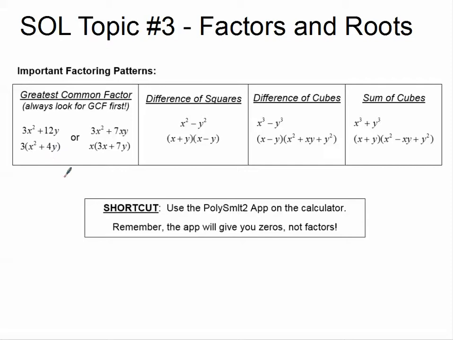Next is the difference of two perfect squares, then the difference of two perfect cubes, then the sum of two perfect cubes. And please note the signs in the factors of these three patterns. If you don't remember how to factor, that'll be okay because we do have an app on the calculator, the PolySimul 2 app, that will help us to factor. But remember, the app will only give us the zeros, not the factors. We will have to translate the zeros into factors. So let's look at that.